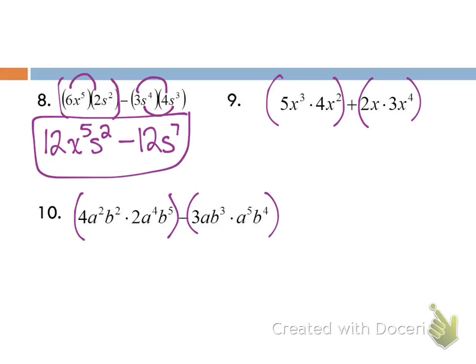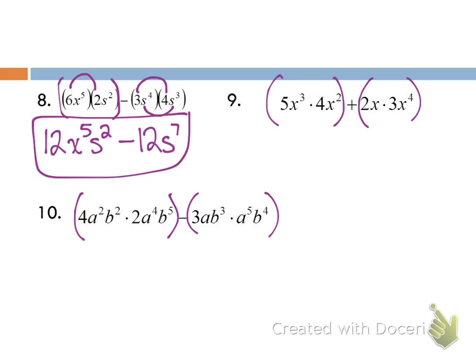Now, if in the very beginning of the problem, this x had been an s, the whole problem would have been very different. Okay? Maybe if we get a minute at the end, we'll talk about it. For now, we'll move on to number 9.